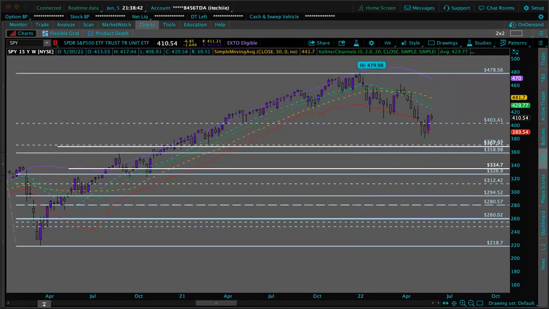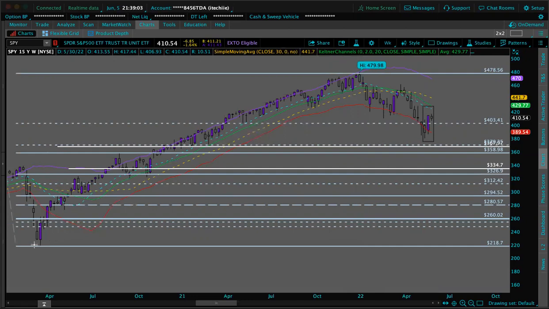Much clearer. Okay, so I'm going to highlight. I want to show you guys, look at this setup here. This is a weekly chart, SPY weekly chart. We basically found a bottom at the lower Keltner for now.